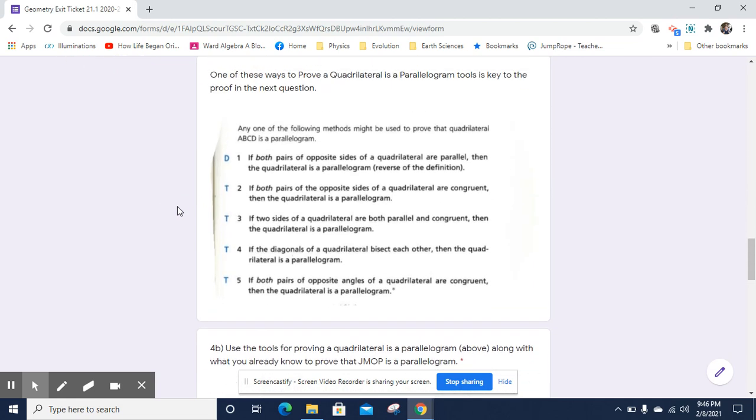So we've got these tools. If both pairs of opposite sides are parallel, then the quadrilateral is a parallelogram. If both pairs of opposite sides are congruent, then the quadrilateral is a parallelogram. If two sides of the quadrilateral are both parallel and congruent, then it's a parallelogram. If the diagonals bisect each other, then the quadrilateral is a parallelogram. And if both pairs of opposite angles of a quadrilateral are congruent, then it is a parallelogram.